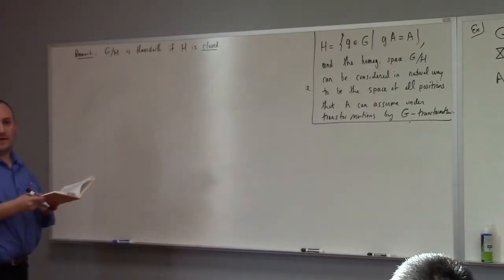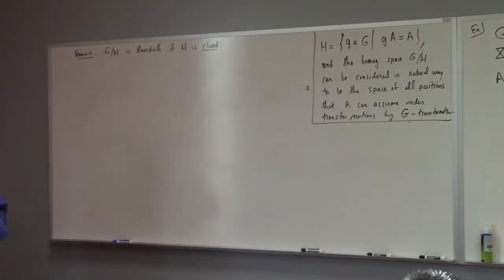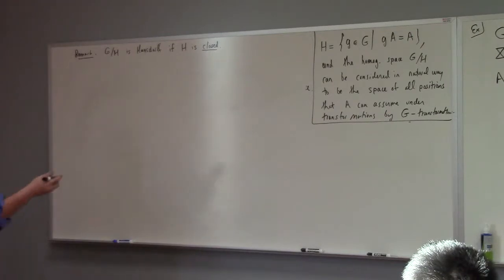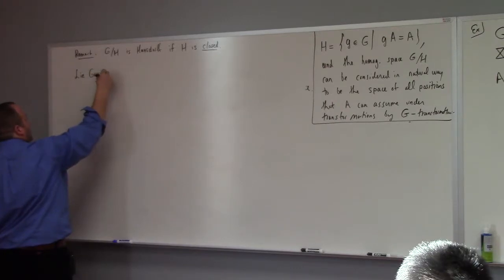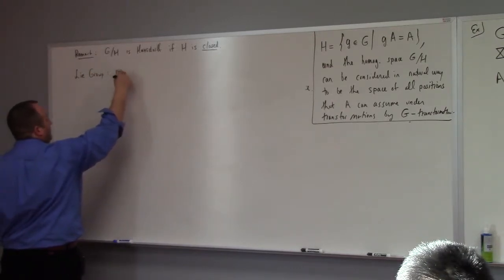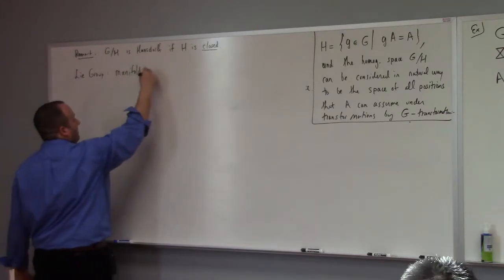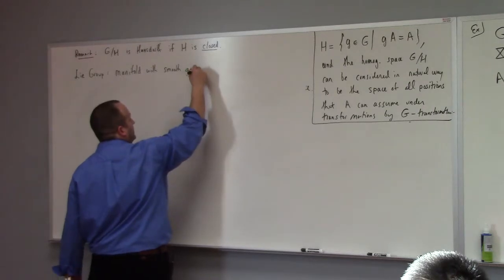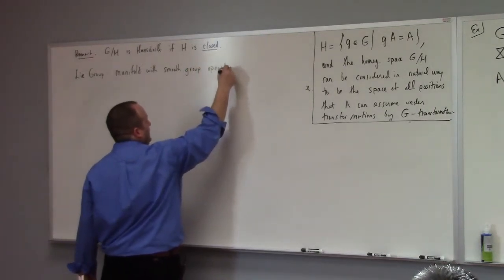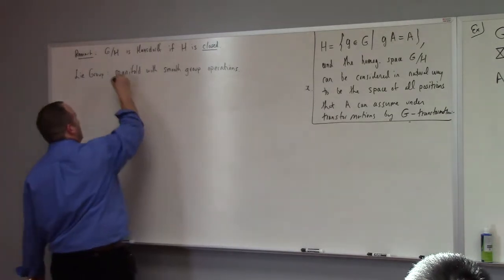Closed. And that's not closed in the sense of being a subgroup. That's closed in the topological sense. So, while I'm at it, what's a Lie group? Is this a manifold with smooth group operations? Now you could say, well, what does this word mean?